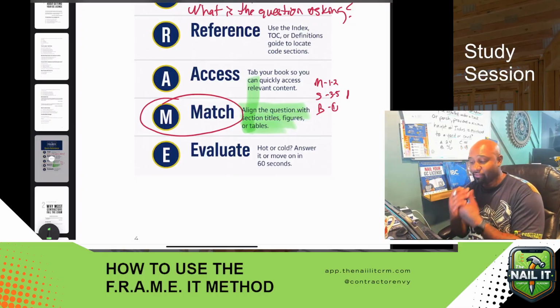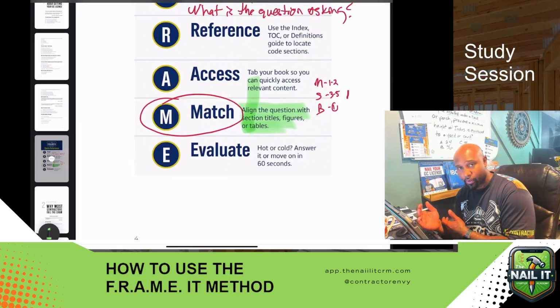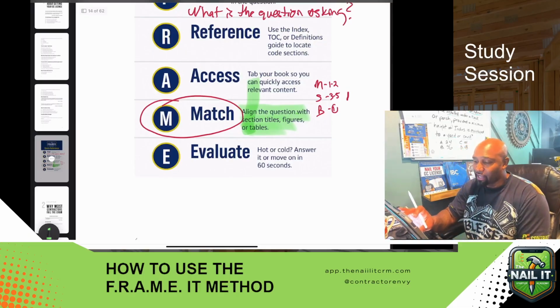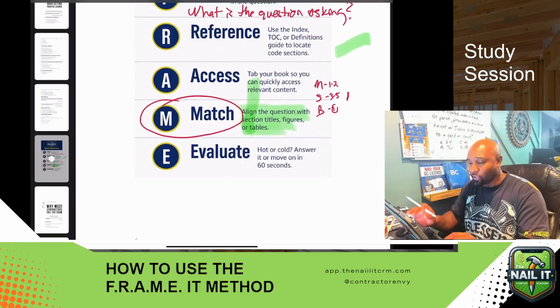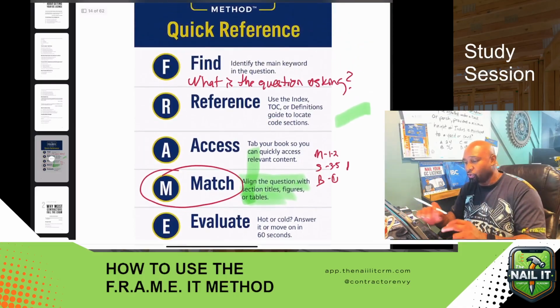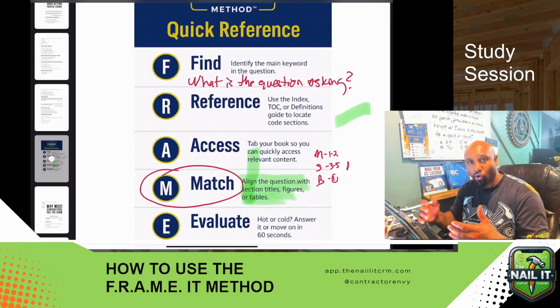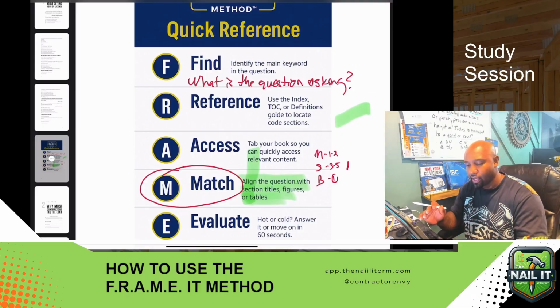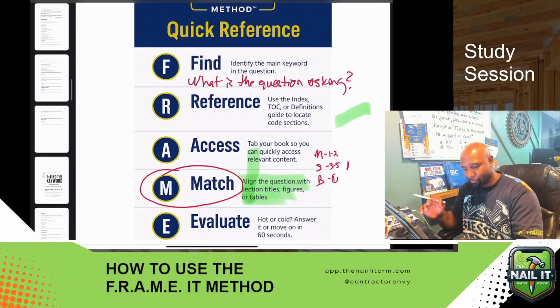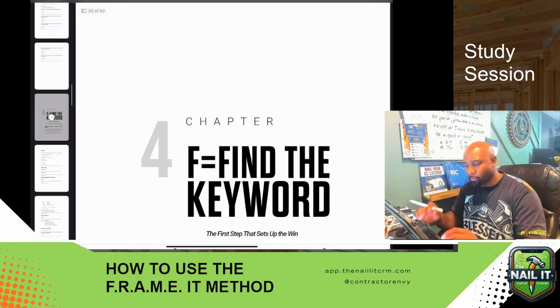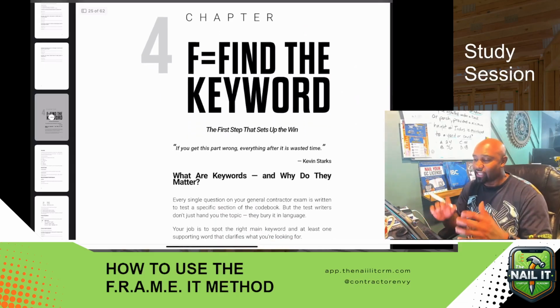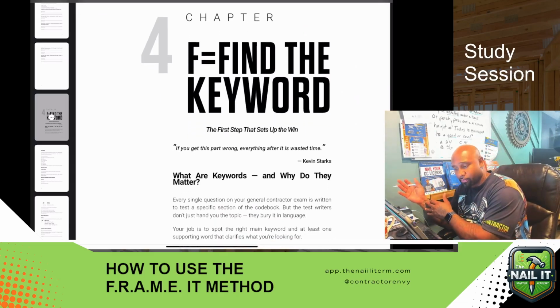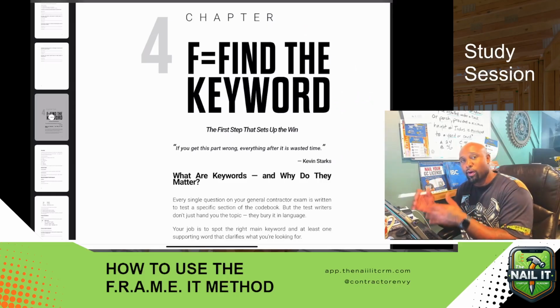The last and final step is evaluate. You want to be able to evaluate and then execute. So that is our 5-step method. I'm not sure if you guys fully understood it, so I wanted to really do a video on just this. Now we're going to go ahead and go to the chapter where the first step is, and that's chapter, I believe, 5. Nope, chapter 4. Chapter 4 is the F, finding the keyword. It's the first step that's going to set you up for your win.